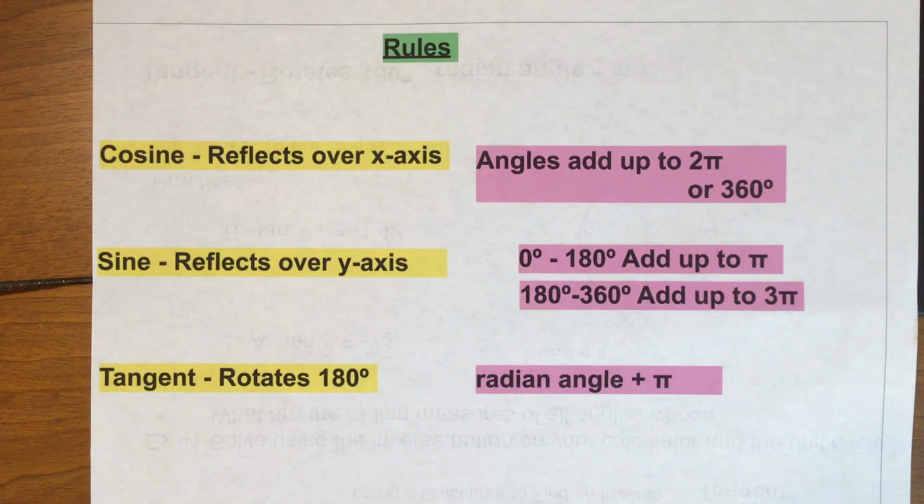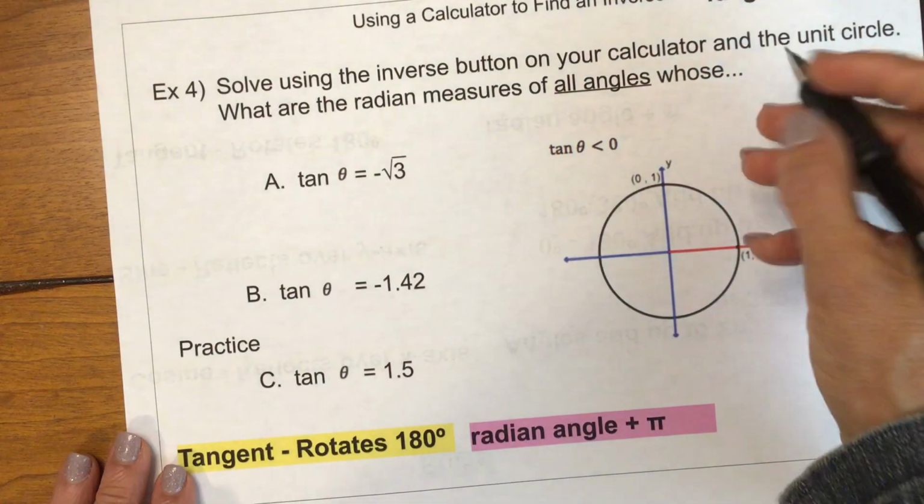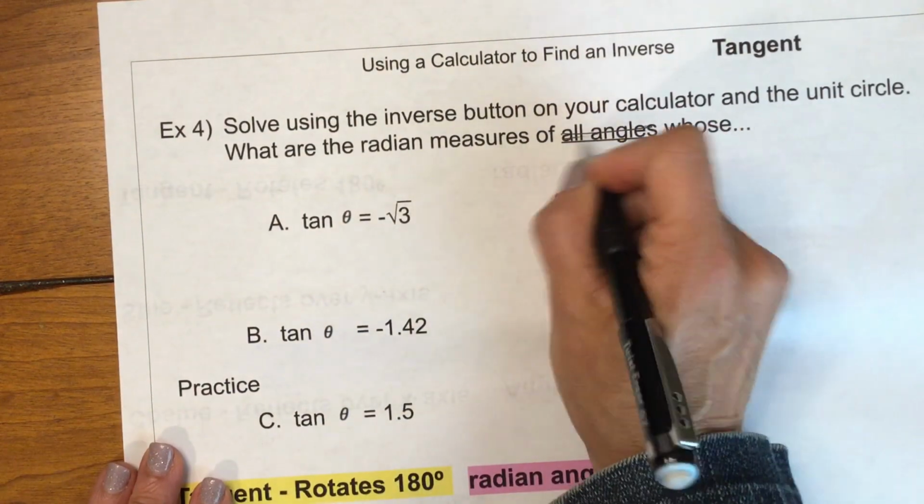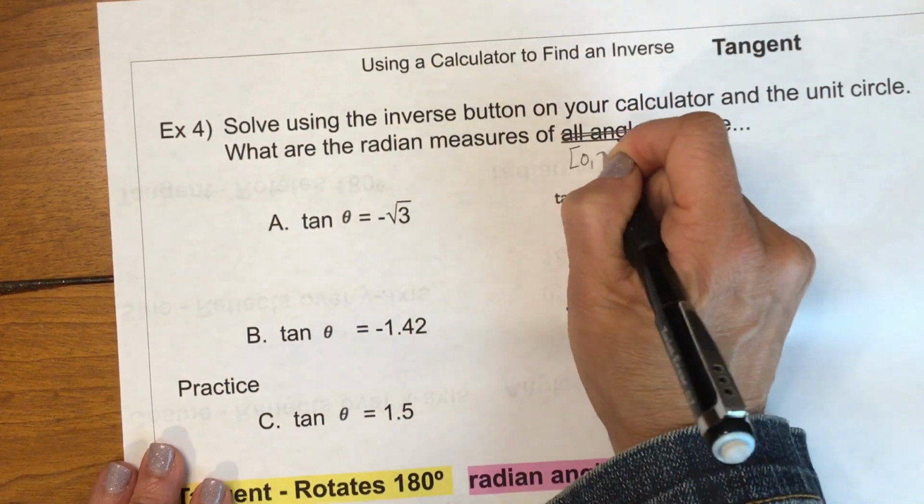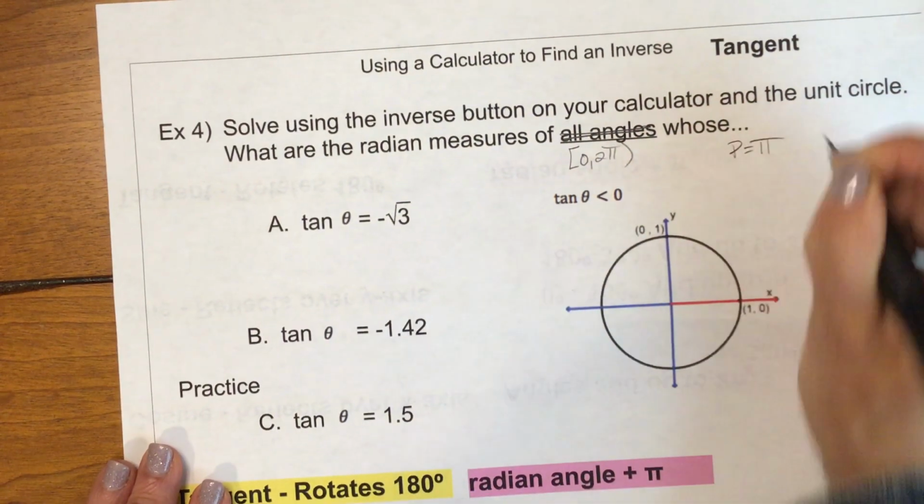Right. So hopefully you've gotten that down. We're going to spend a little time with tangent now. And tangent is probably your easiest one of all these rules. One thing we remember about tangent, and again, we're not doing all angles, 0 to 2 pi, is that the period for tangent is pi.